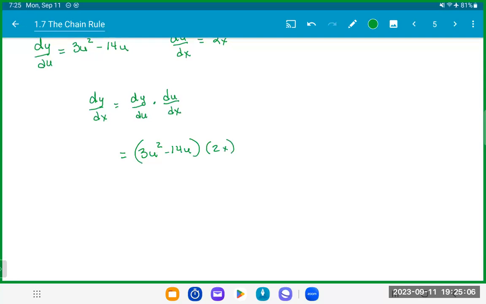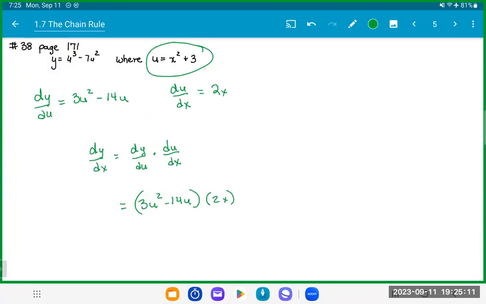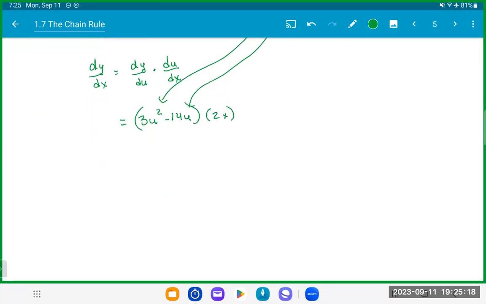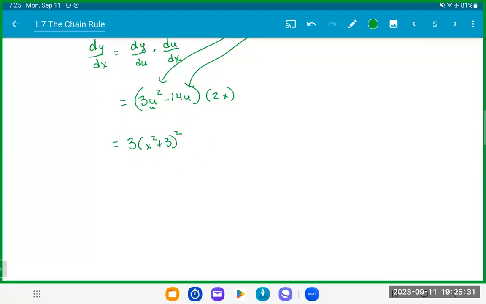Okay. Now I already know that it says u is equal to this. So everywhere I have a u, I can substitute that back into my equation. And so that's going to give me 3 times x squared plus 3 squared. Let me make sure. x squared plus 3. Yep. So everywhere we have a u, we're going to substitute that in. So minus 14 times x squared plus 3, times the 2x out there.